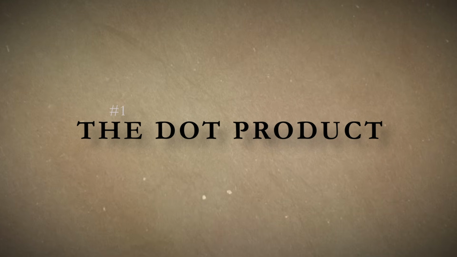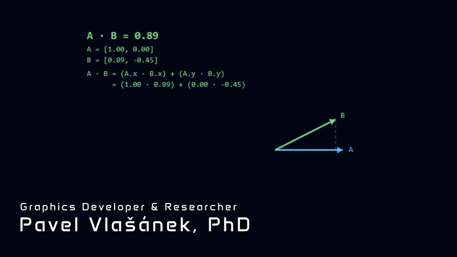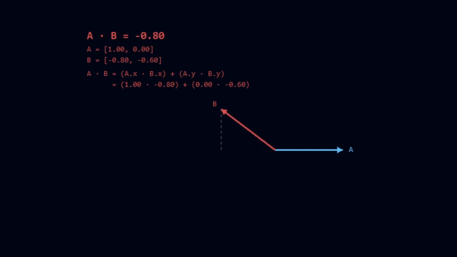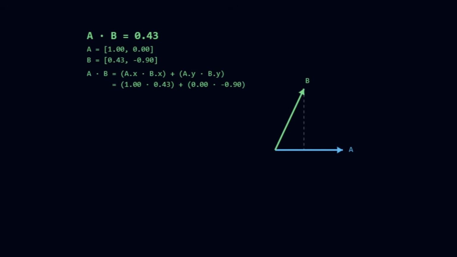At its core, the dot product takes two vectors, let's call them A and B, and compares them. Instead of spitting out another vector, it boils their relationship down into a single elegant number known as a scalar. So what does this number actually tell us?